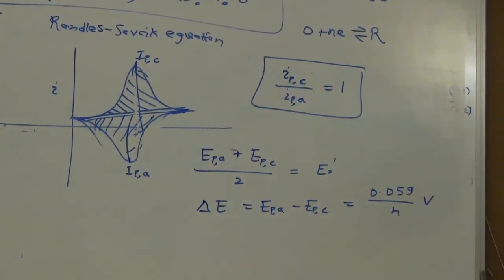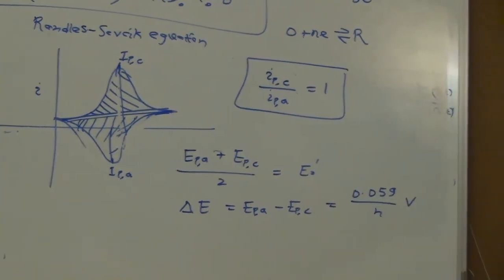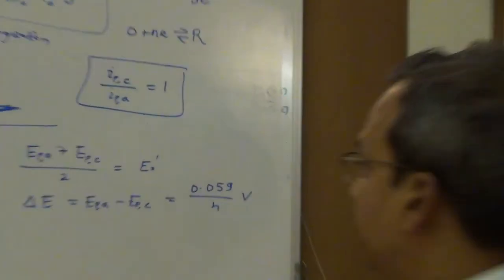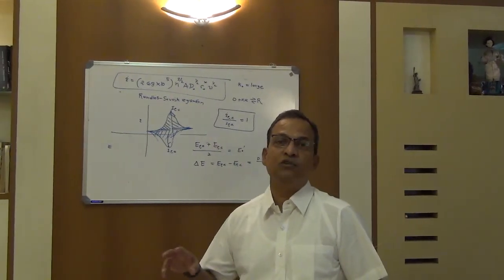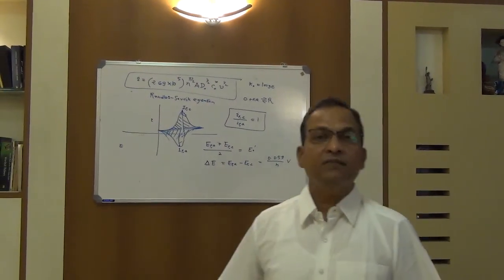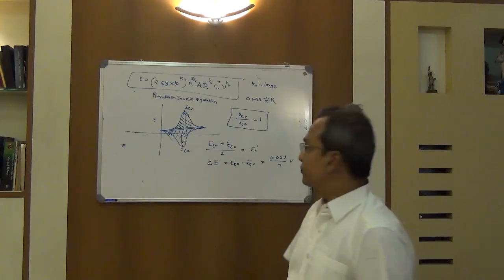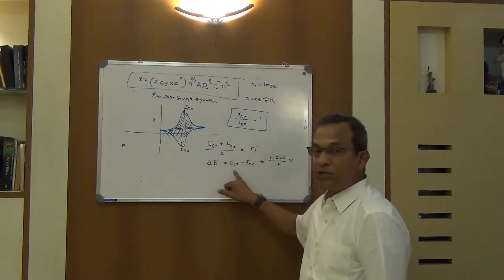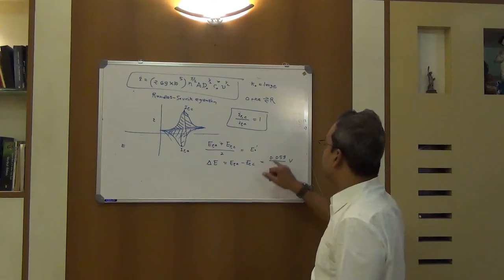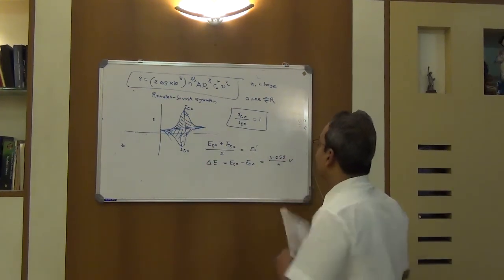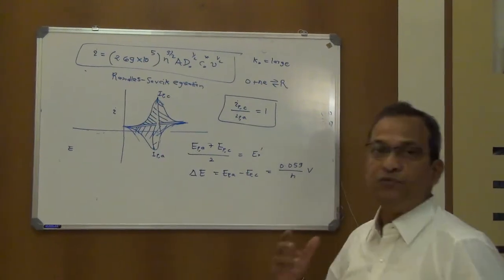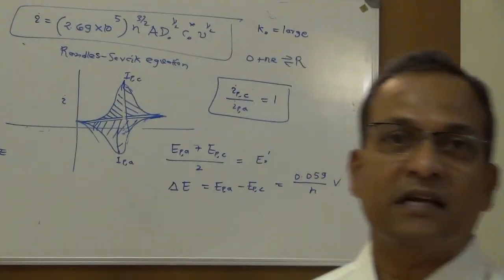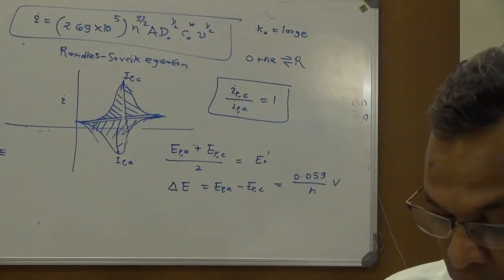This is a very important characteristic to check whether the reaction is reversible or not. If the reaction is reversible, for example, K3Fe(CN)6 getting reduced to K4Fe(CN)6 and back, you get a reversible system. In that situation, the difference between the anodic peak and cathodic peak will be 0.059/n, where n is the number of electrons transferred. If you get this, that means the system we are handling is a reversible one.